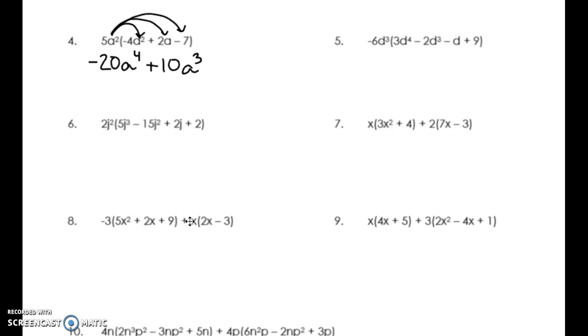Then we do the last one. So 5a squared times negative 7. I multiply the numbers first. So 5 times negative 7 gives you negative 35. And then a squared, there's nothing to multiply with. So I just tack on that a squared to it.